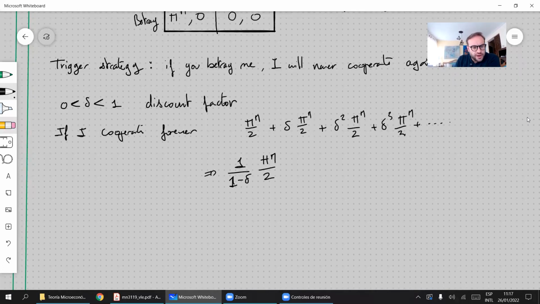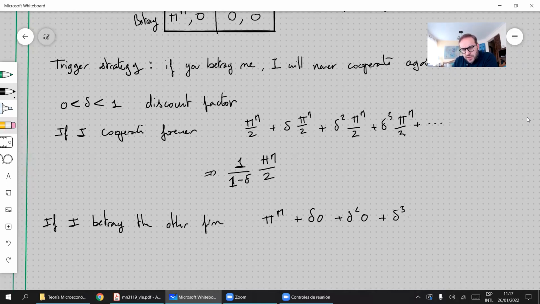If instead I betray the other firm, what is going to happen? In the first period, I capture the whole market altogether. And then in the future, I get 0 because the other player is playing the trigger strategy, and therefore I know that my earnings are going to be 0 for the rest of time, right?